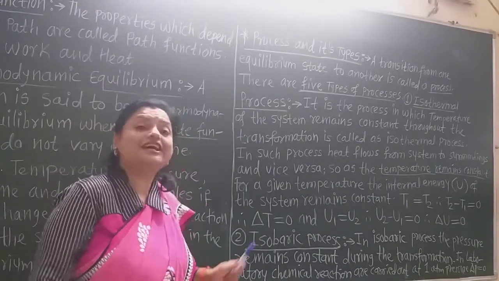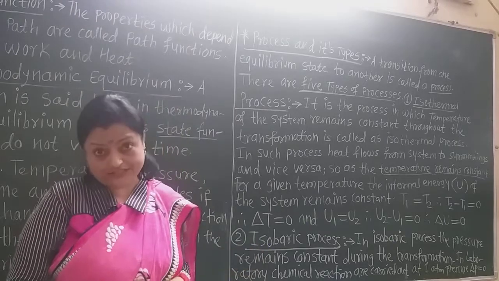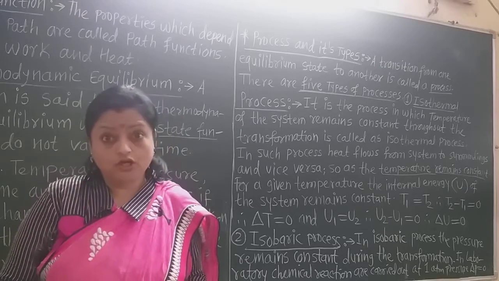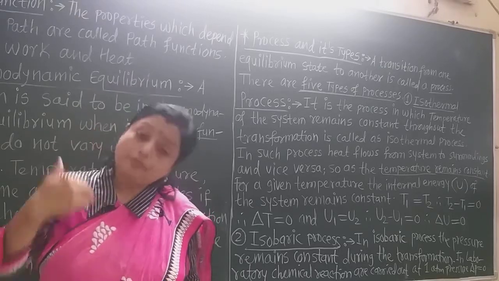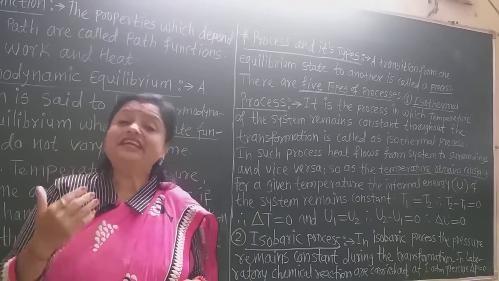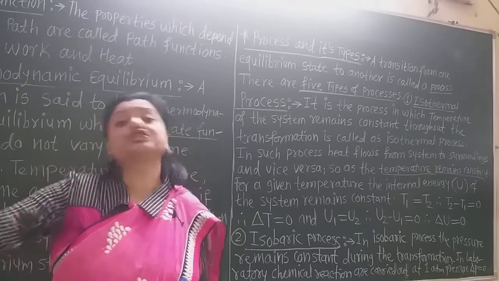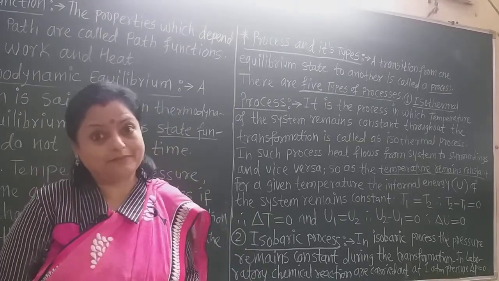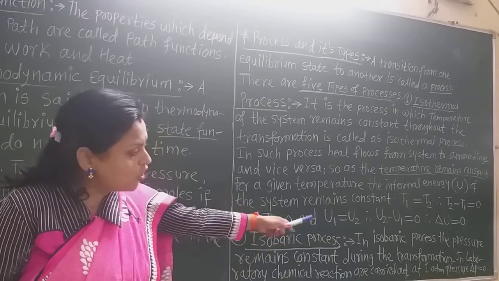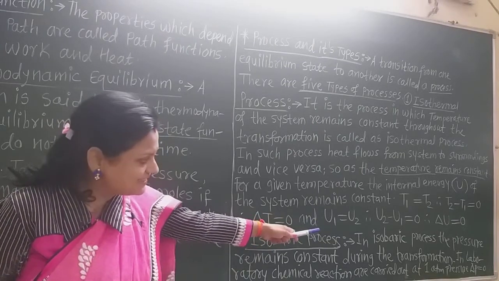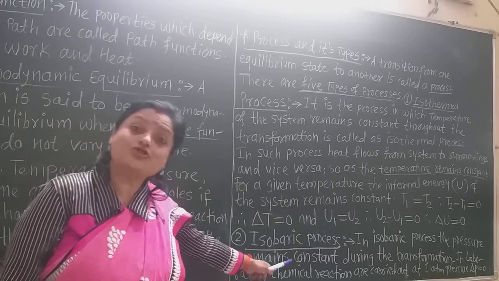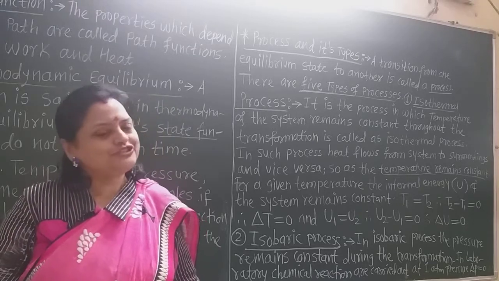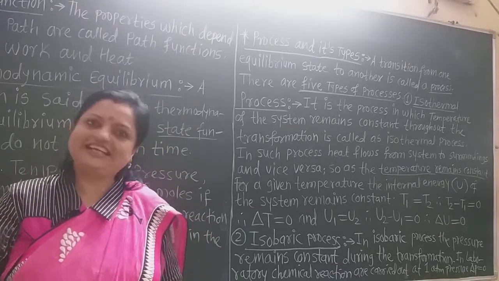Now let us learn the second process, the isobaric process. Isobaric is concerned with pressure. If the system or process maintains its pressure constant throughout the transformation, then it is called an isobaric process. Remember the definition: the isobaric process is the process in which the pressure remains constant. That is, P1 is equal to P2. Therefore, delta P is equal to 0, because P2 minus P1 is 0.